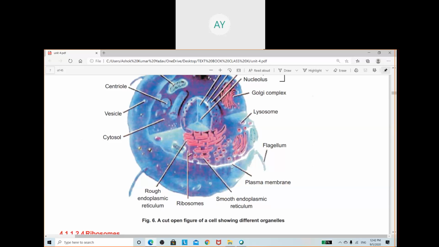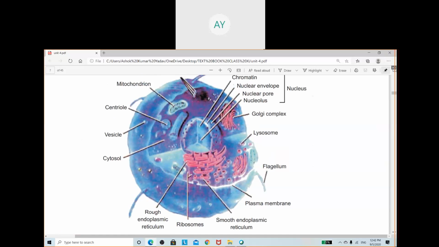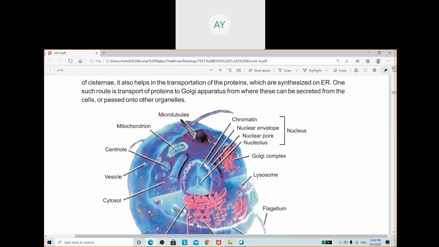Plasma membrane, the boundary of the cell. Flagella, help in movement of the cell. Lysosome, suicidal bag of the cell. And Golgi apparatus, mainly packaging of proteins and lipids occurs through the Golgi apparatus. Now come to the nucleus. Chromatin contains the DNA and histone protein, and the nuclear envelope is the cover of the nuclear membrane, and you find pore-like structures.